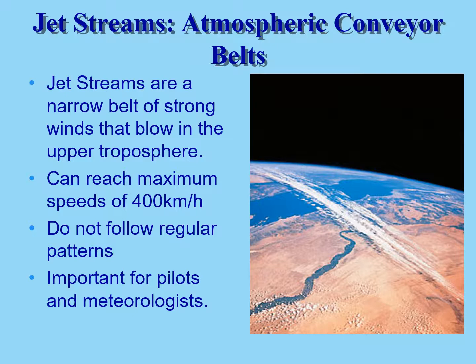Your jet streams are your atmospheric conveyor belts. They are narrow belts of strong winds that blow in the upper troposphere, about 7 to 10 miles high in the atmosphere. They can reach maximum speeds of about 400 kilometers per hour. They do not follow regular patterns, and they're important for pilots and meteorologists.